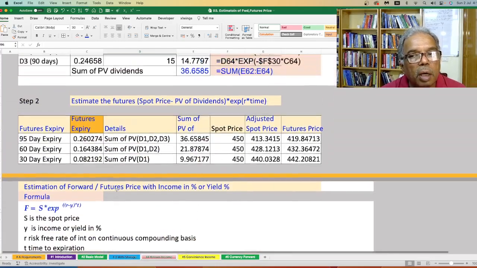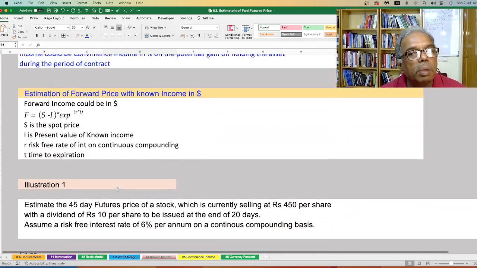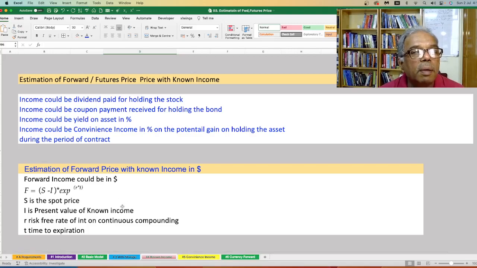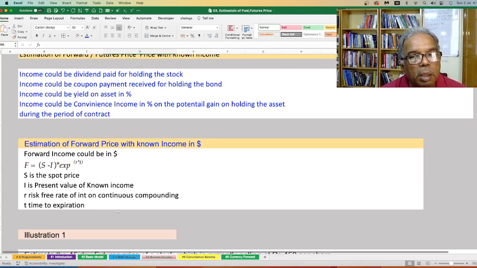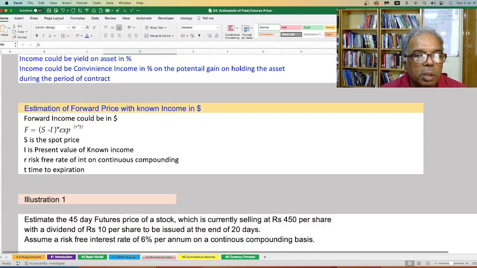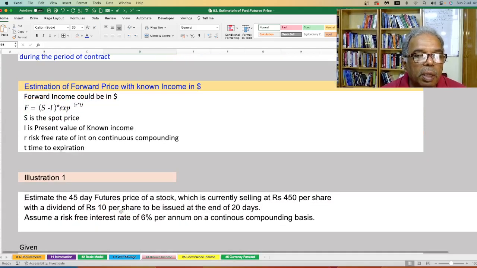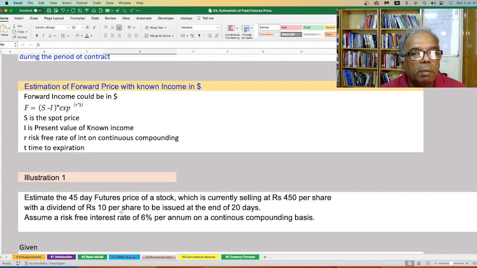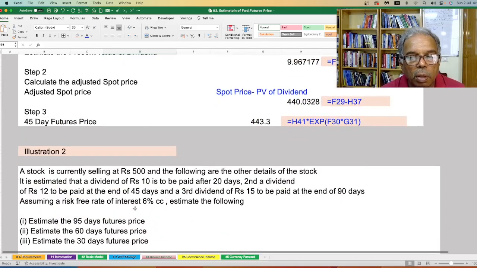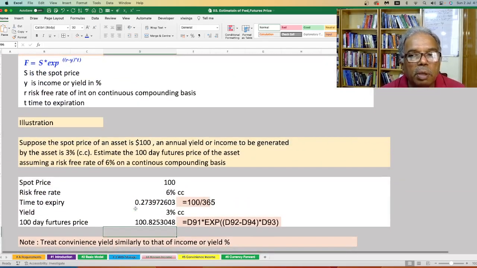So how do you treat known income? The income can be in the form of a dividend or a yield, and a dividend can be in dollar terms. Again, we need to calculate the present value of the dividend or the income, and subtract it from the spot price, and then we calculate exponential RT, which gives the futures price. If the yield or income is given as a percentage, we have to incorporate it along with the interest rate and deduct it. So spot price into exponential R minus Y into T, or R minus I into T.